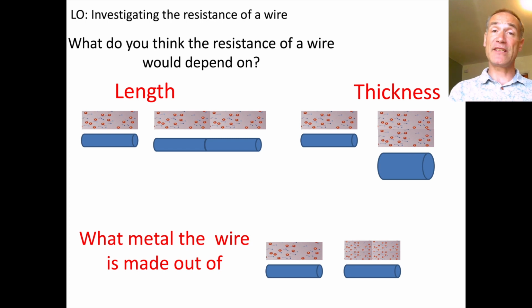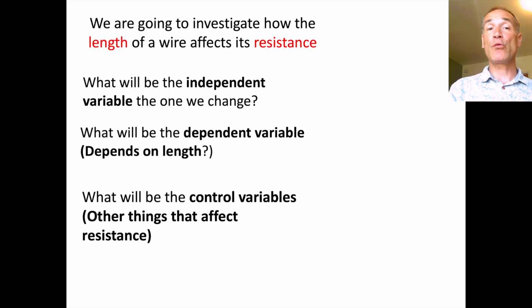So what we've got to do in this experiment is to make sure that we keep the temperature of the wire to a very low value so that it doesn't increase the resistance. We're going to investigate how length of a wire changes or affects resistance. What I want you to do is have a think about what you think the independent variable is, what you think the dependent variable is, and what you think the control variables are to make it a fair test. Pause the video, have a go, and I'll go through it in a minute.